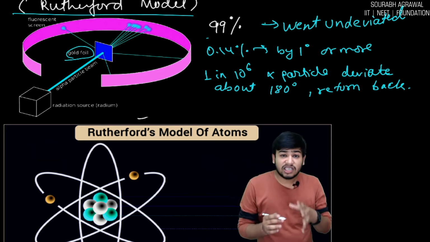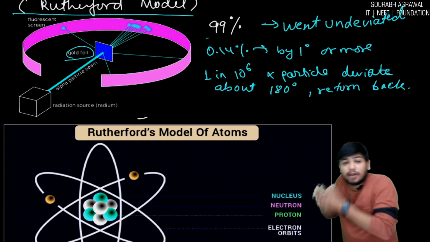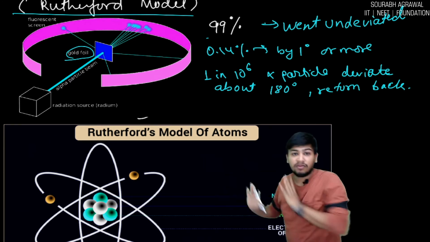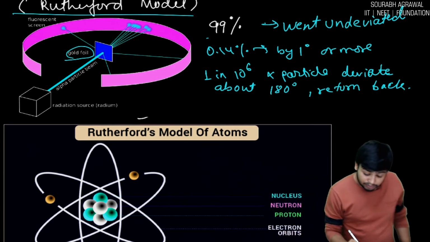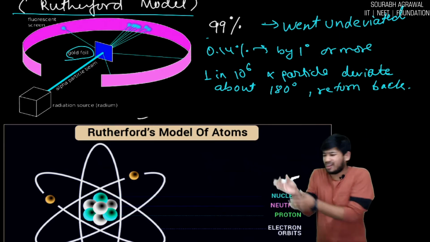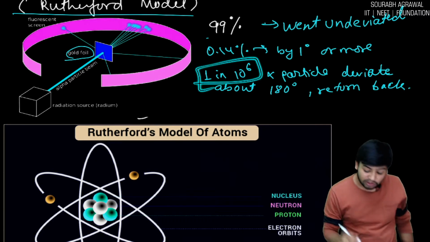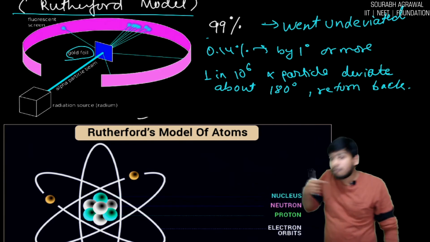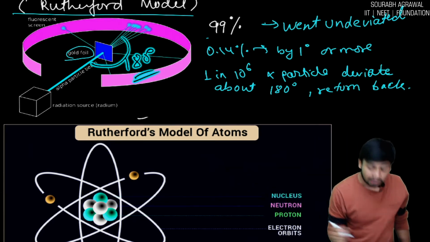The conclusion from this experiment was that 99% of the alpha particles went undeviated, that means straight. That means there was no obstruction in between; nothing deviated their path. About 0.14% were deviated by 1 degree or more, very few. And only 1 out of 10 raised to power 6 particles came back, deviated by 180 degrees. Are you getting my point?